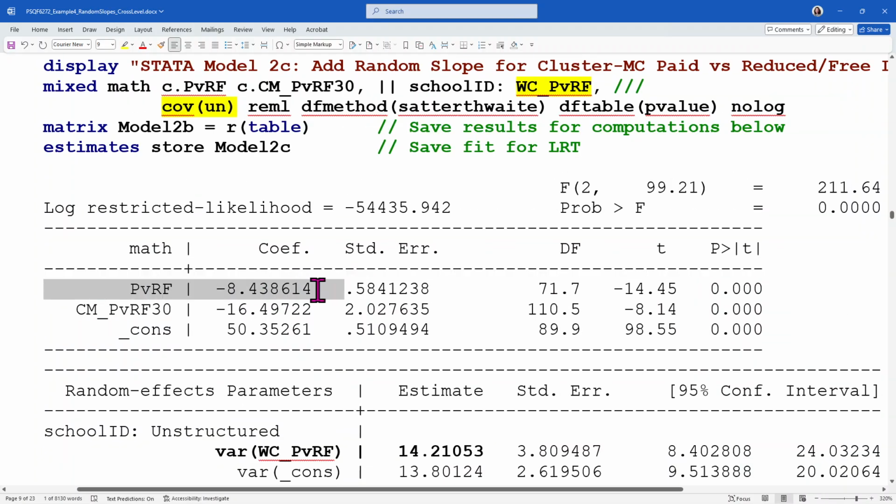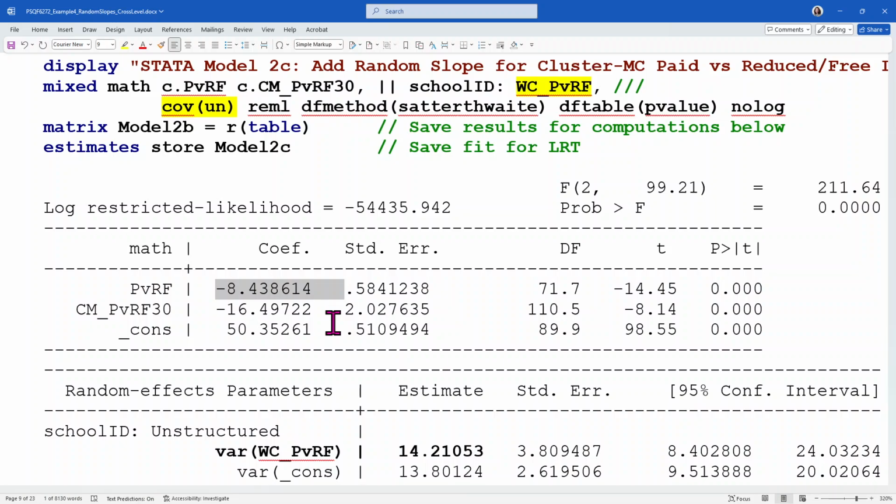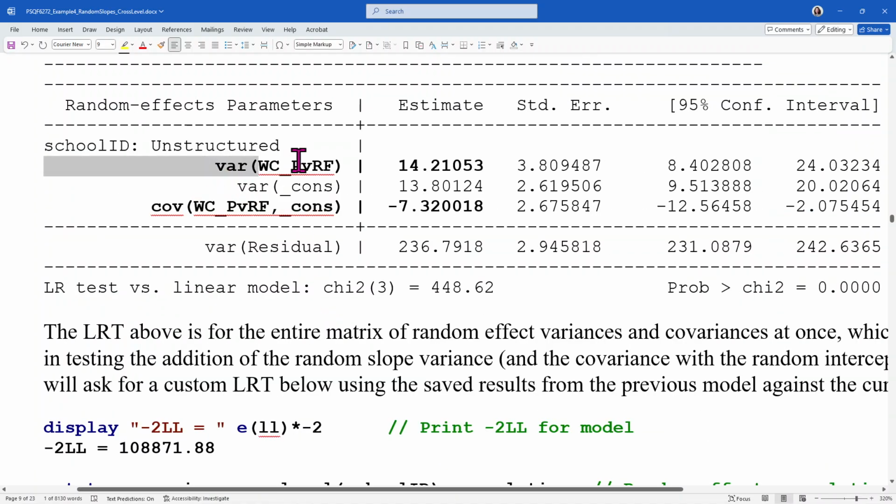First thing I want to mention, the level 1 slope has changed. It used to be -9 something and now it's -8. That's a weighting thing. This is now the average slope of the school slopes rather than a slope ignoring school, just on one column of stacked data. So you can think of this as the center of a distribution. So in the average school, the difference between kids who pay for lunch or get a discount is -8. That's the center. The variance of that random slope for the cluster mean centered version of the predictor is 14.